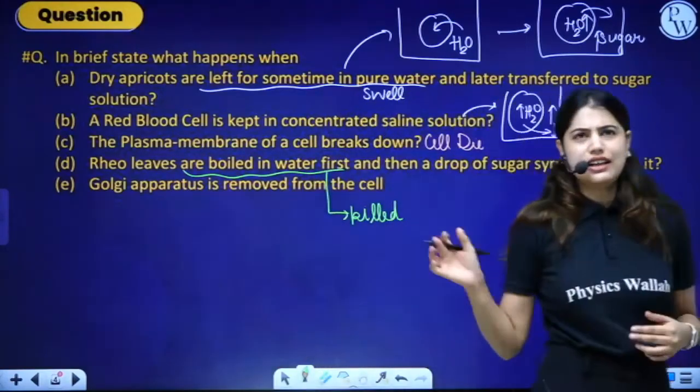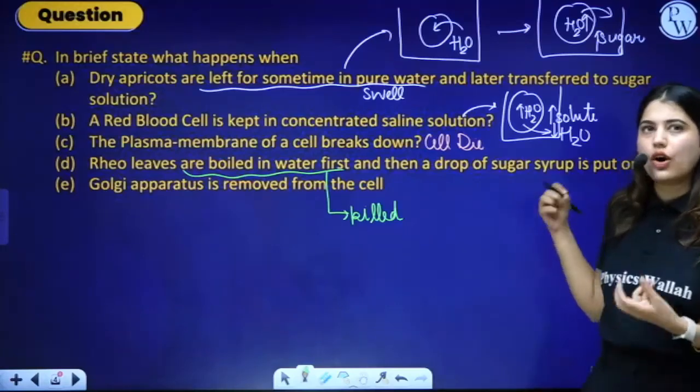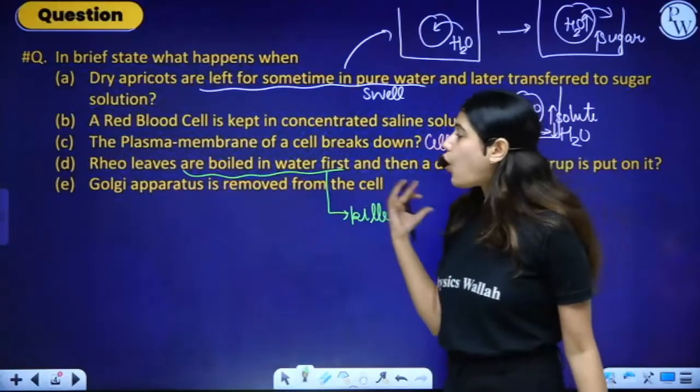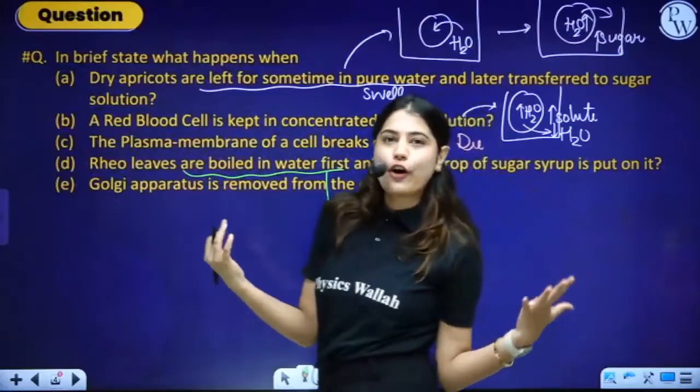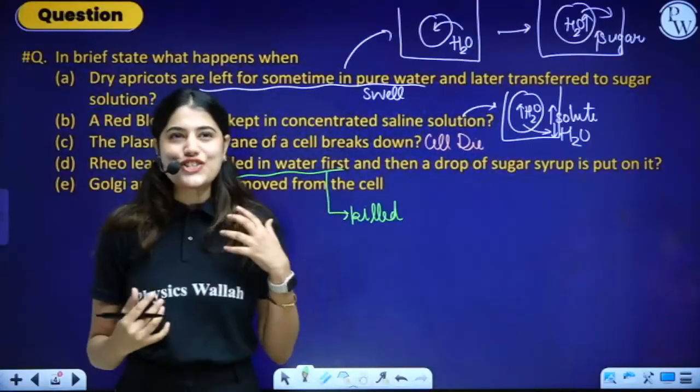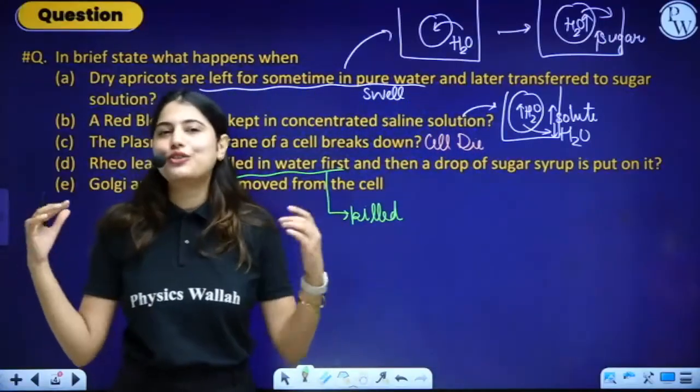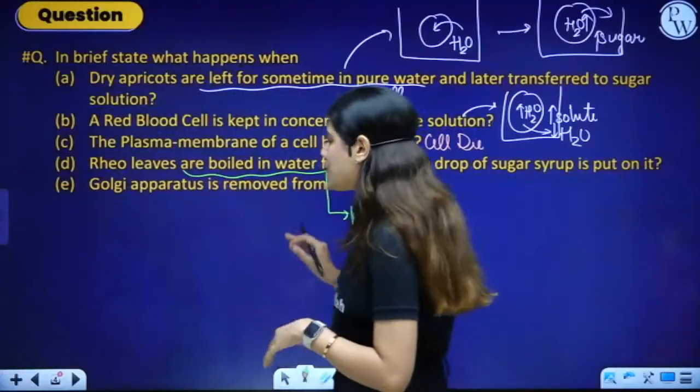And then we add, then nothing happens because obviously already the leaf is killed. If the Golgi is removed, Golgi was performing the packaging, modification and distribution, all of that will stop. So that was one of the homework.